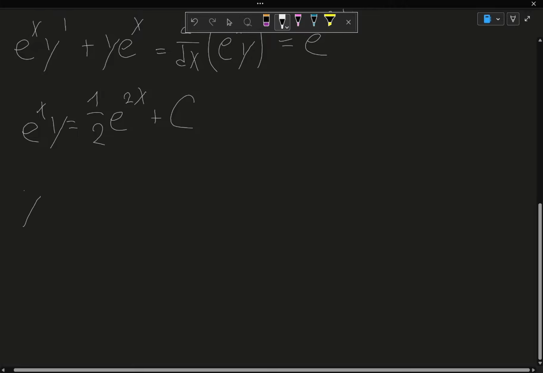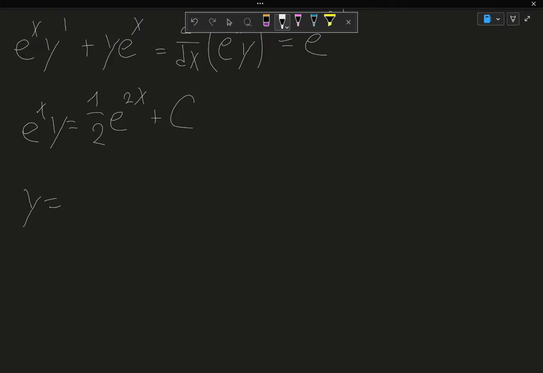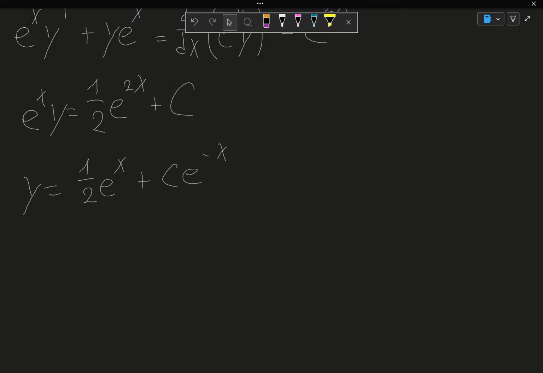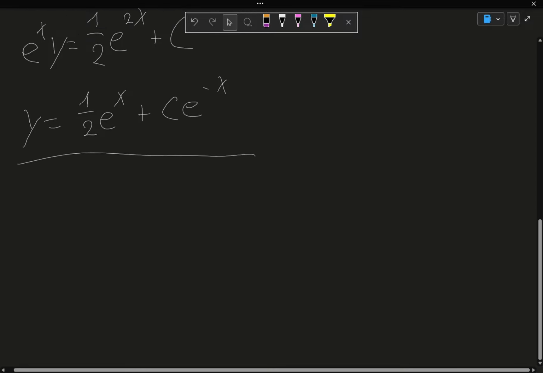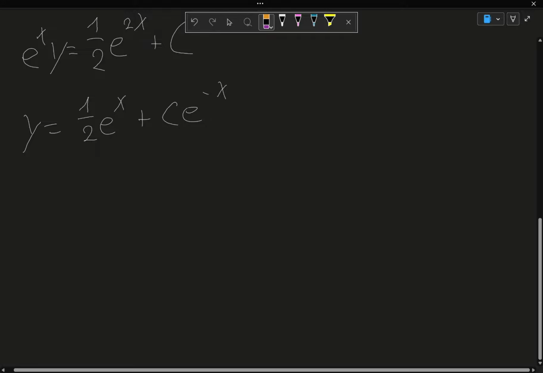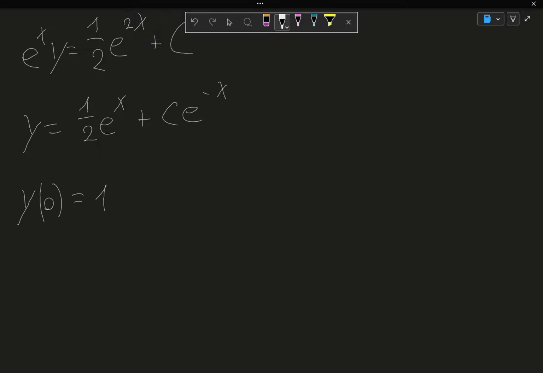Now we can just solve everything for y. So we have y is equal to 1/2 e to the x plus c e to the minus x. Note that if we multiply the e to the x into this part right here, we have e to the 2x divided by e to the x, which is just e to the x. So this is our function itself. We now want to determine our coefficients. We have y of 0 is equal to 1.